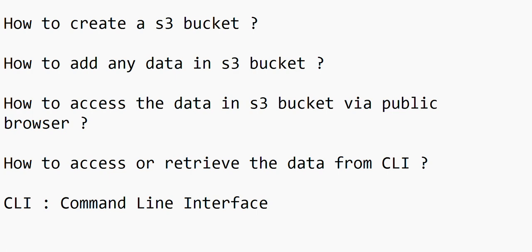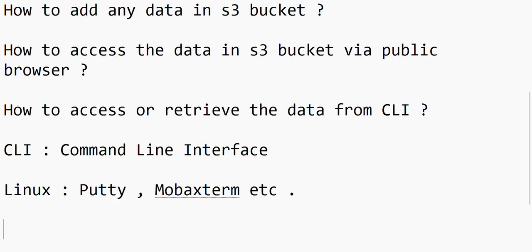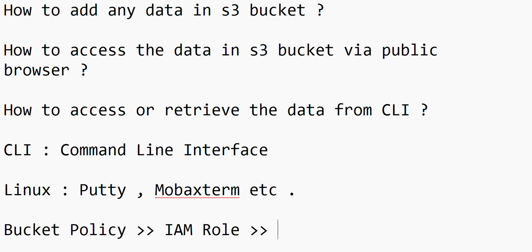For that we have Linux. In Linux we have multiple flavors like PuTTY, MobaXterm, etc. By using these we can use CLI. To access the S3 bucket in CLI, firstly we need to create a bucket policy, and we need to create one IAM role. We need to attach that IAM role to an EC2 instance. Here I am using an EC2 instance as a CLI.